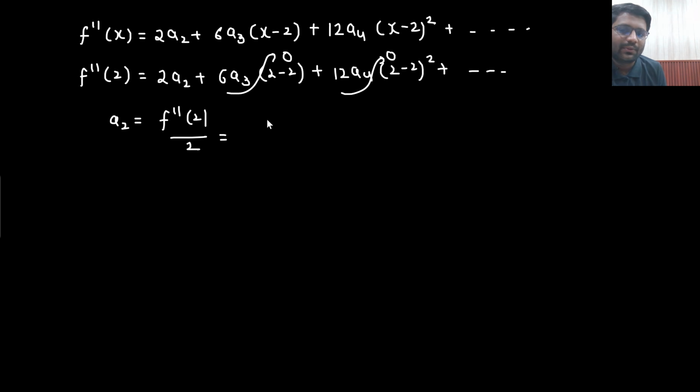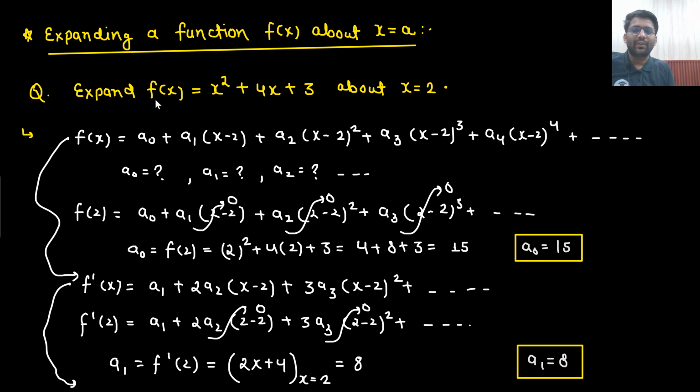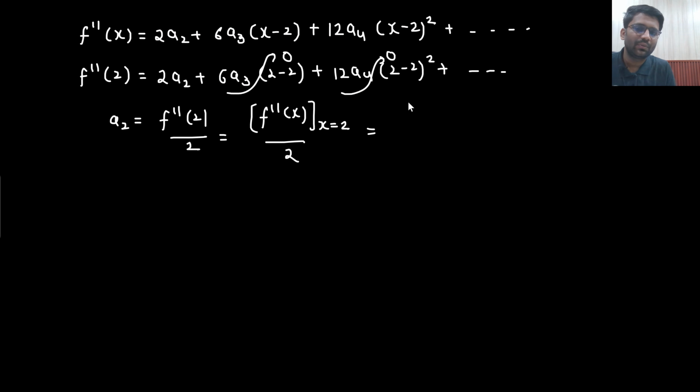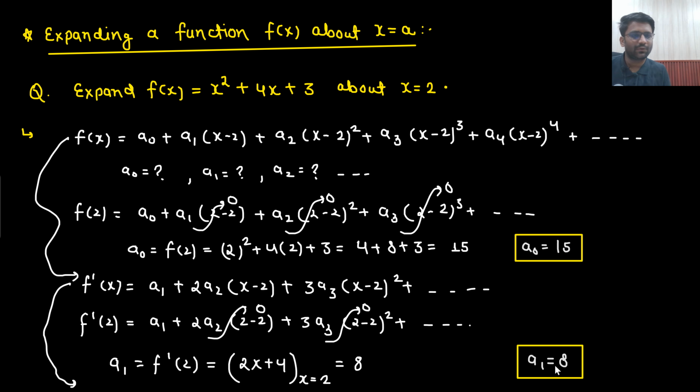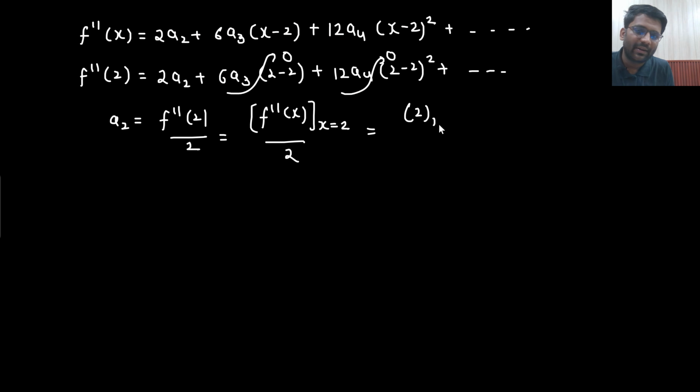What is f double dash 2? So that will be nothing but you differentiate your fx twice and then put x equals to 2 and divide by 2. So differentiate your fx twice. First differentiation is giving me 2x plus 4. Second differentiation will simply give me 2. Right? Differentiation of 2x plus 4 will give me 2 only. Divided by 2 only. Right?